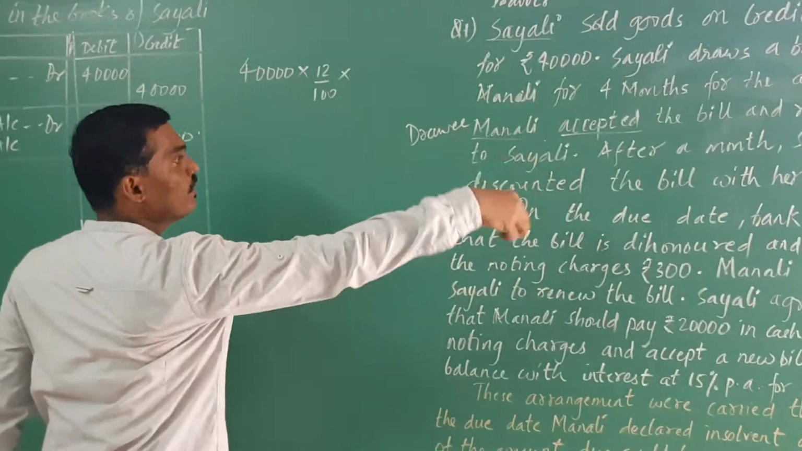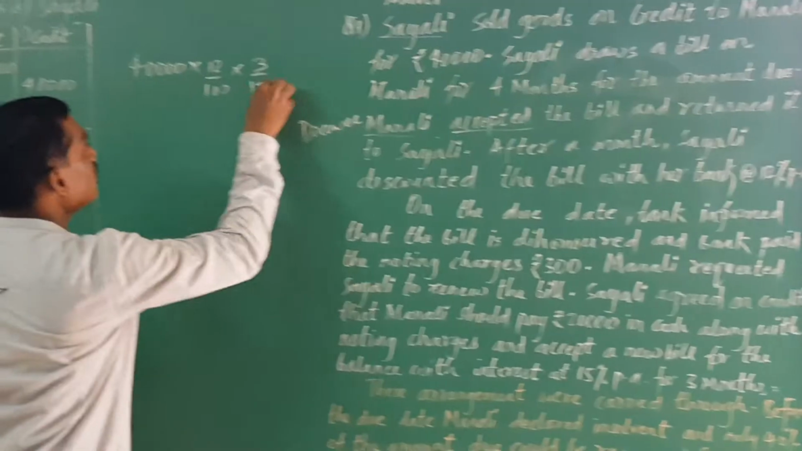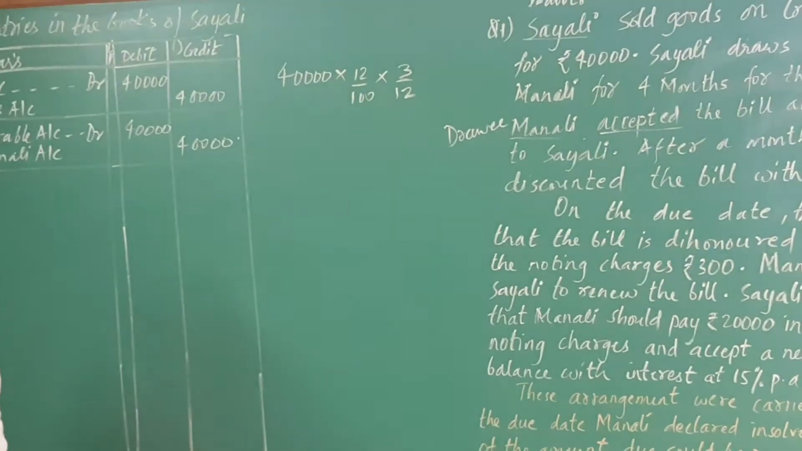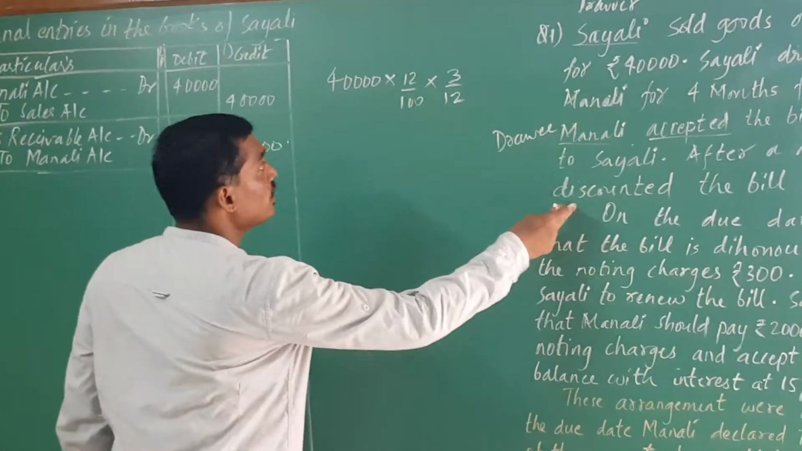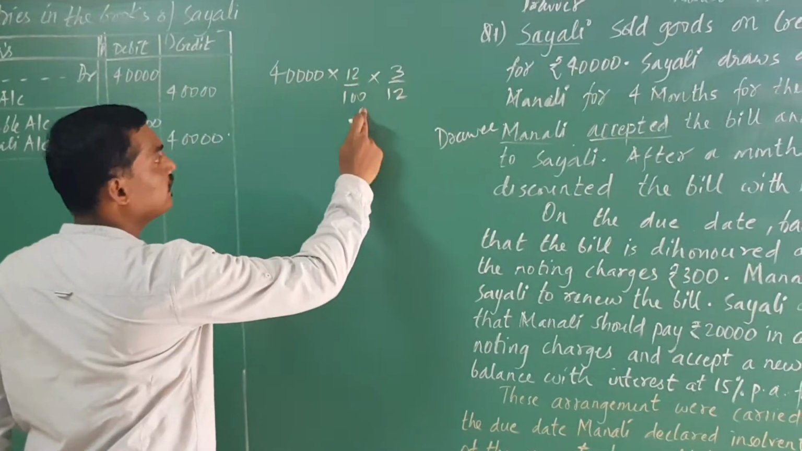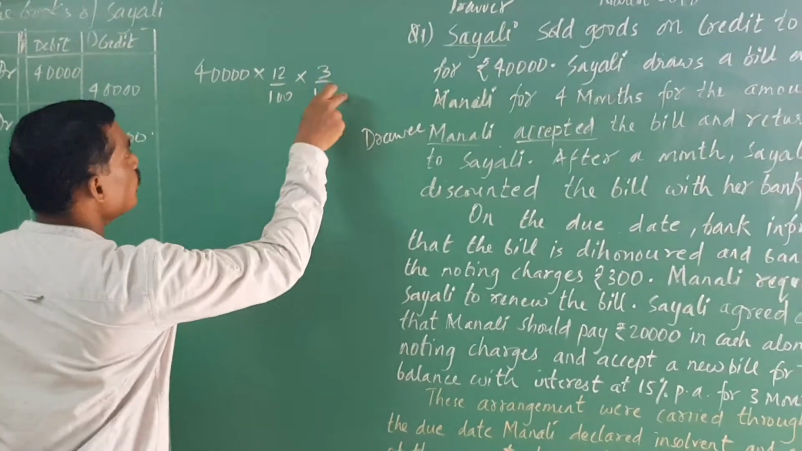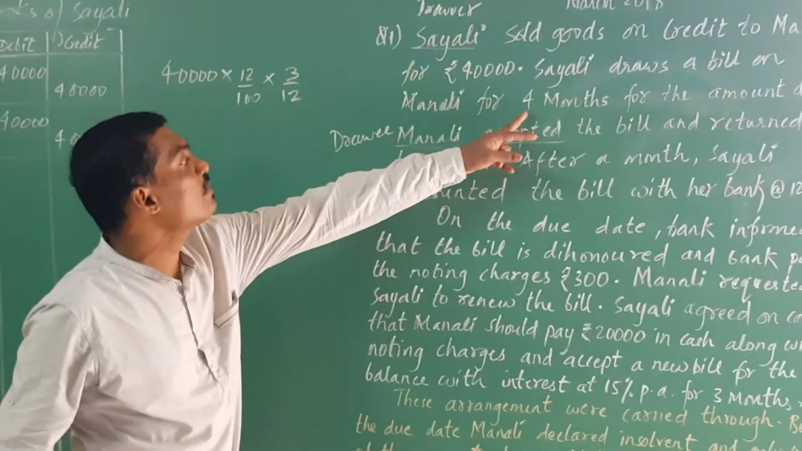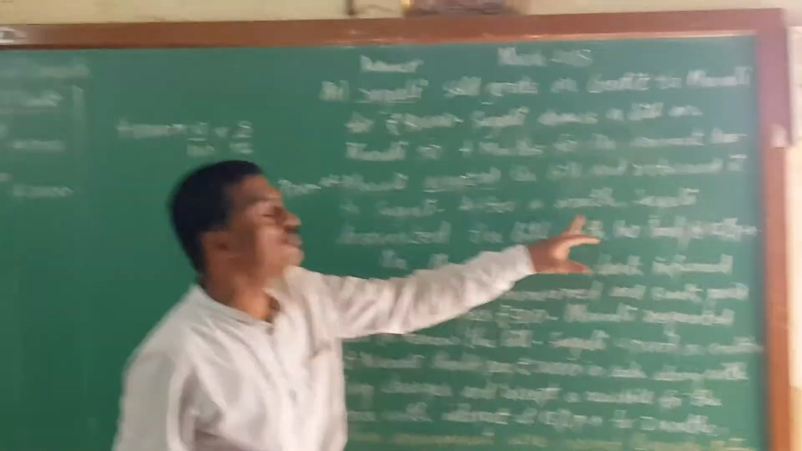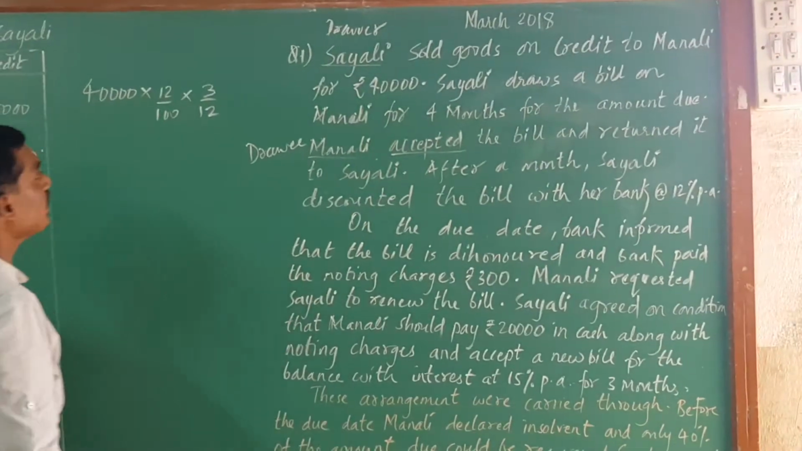12%, and how many months are remaining now? 3. So 3 upon 12. So this is the discount. Discount is for 40,000, 12%, and 3 upon 12. Remaining 4 months bill was there. One month after a month, so 1 month has been expired.